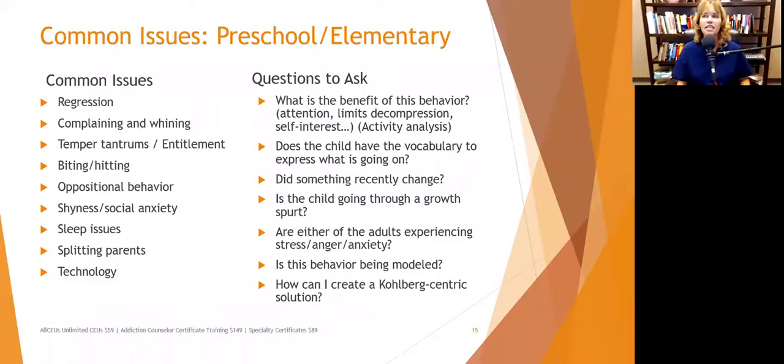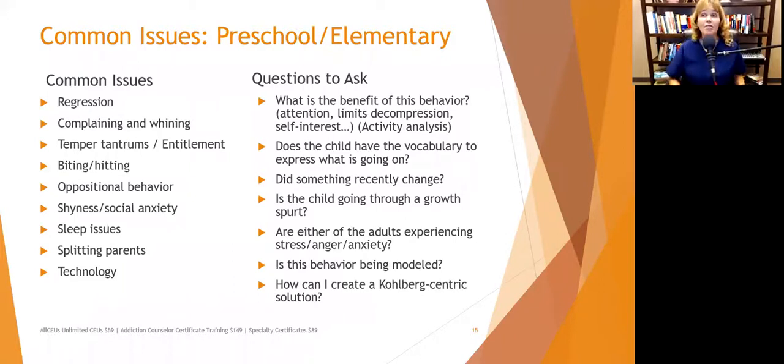Are either of the adults experiencing stress, anger, or anxiety? Well, adults, even though we don't mean to and we think we hide it really well, we don't. Children are extraordinarily perceptive, and when the adults in the household are experiencing some sort of dysphoria, the children pick up on it. And since they can't really identify what's going on, they don't know why they're unhappy, they don't know why they're stressed, but they know they are, they may start acting out. Is this behavior being modeled? Is there another child in the family or adult in the family that is modeling this behavior, so the child thinks it's a way to get his or her needs met?